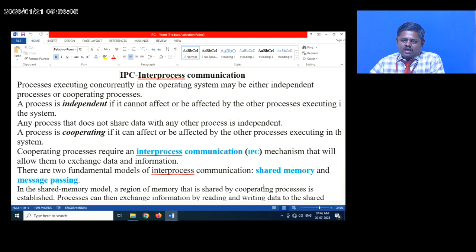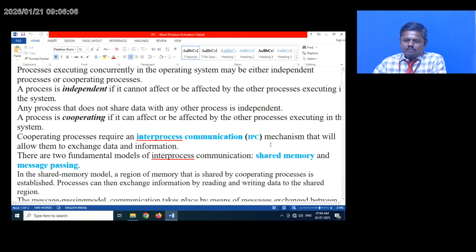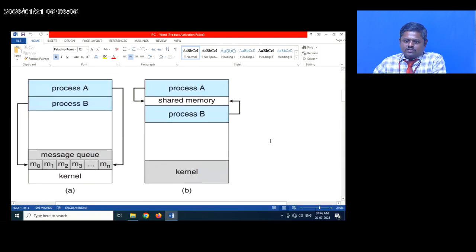That IPC can be done in two ways: shared memory and message passing. Shared memory means, look at the picture, picture B. We have two processes, process A and process B. Both are sharing the same memory location, the shared memory. It acts as a repository where process A can send the message to the shared memory and process B can receive the content from it. Or simply, process A writes the content to the shared memory and process B reads the content from the shared memory, or vice versa. Vice versa in the sense B can do the similar task as A. So this is the shared memory concept.